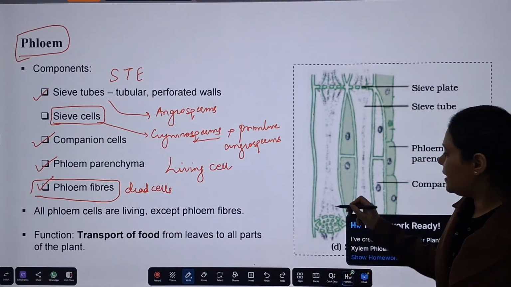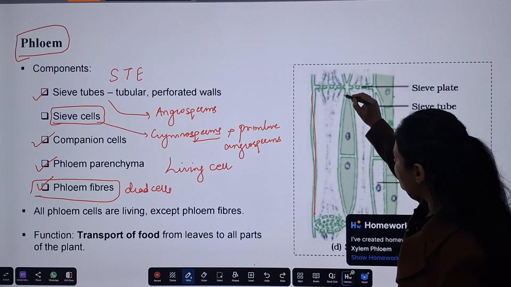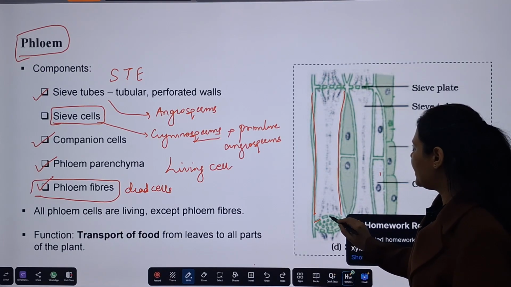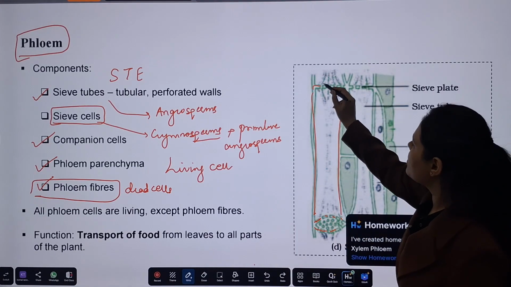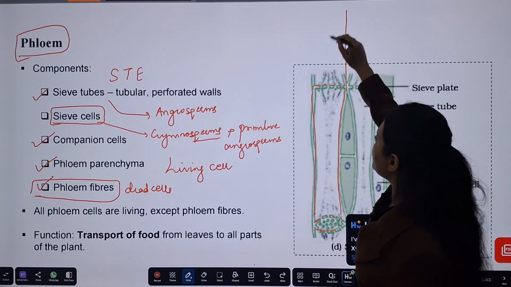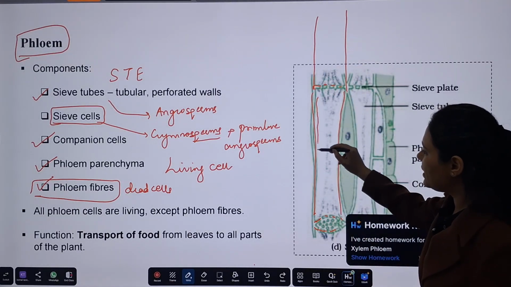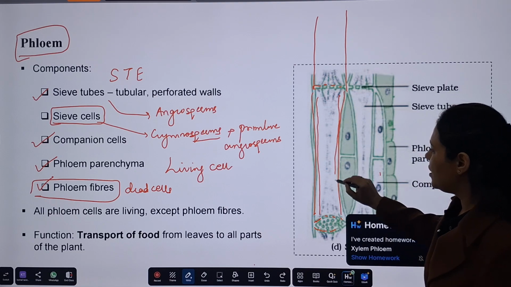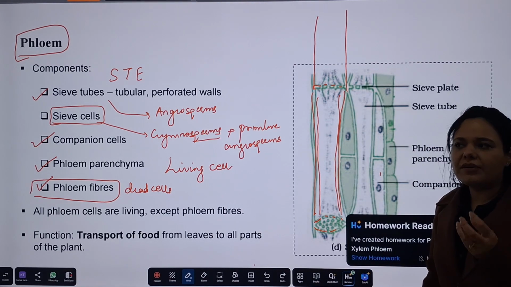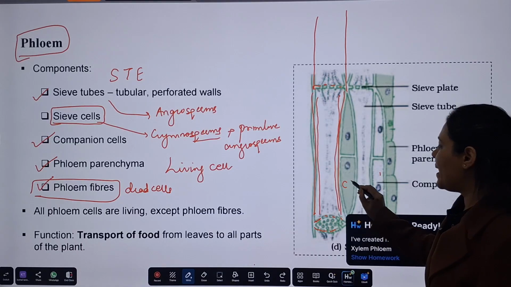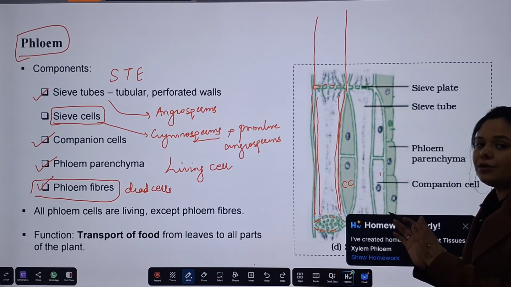So sieve tube element is a tubular structure. It's an elongated cell, as you can see here, with perforated end walls, and they are also connected end to end. The cytoplasm is reduced and forms a thin layer at the side. And very few organelles are present, very few mitochondria. These cells are living with the help of companion cells which are present adjacent to them.